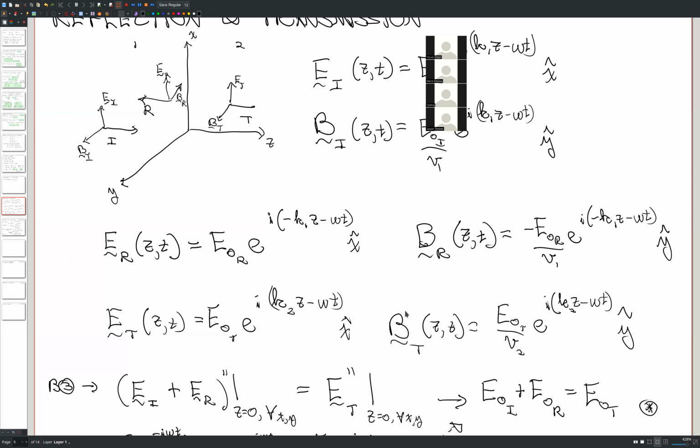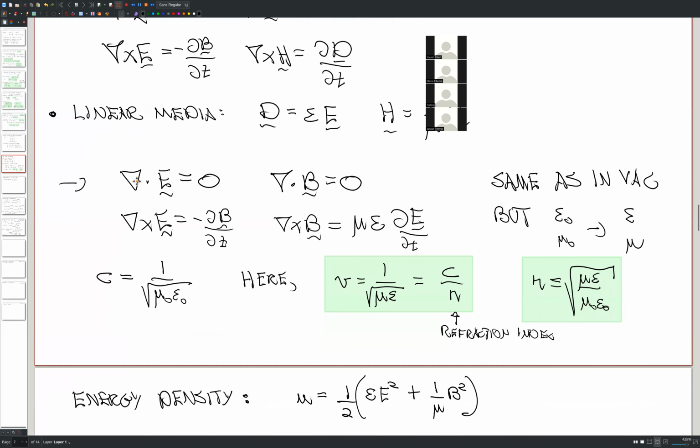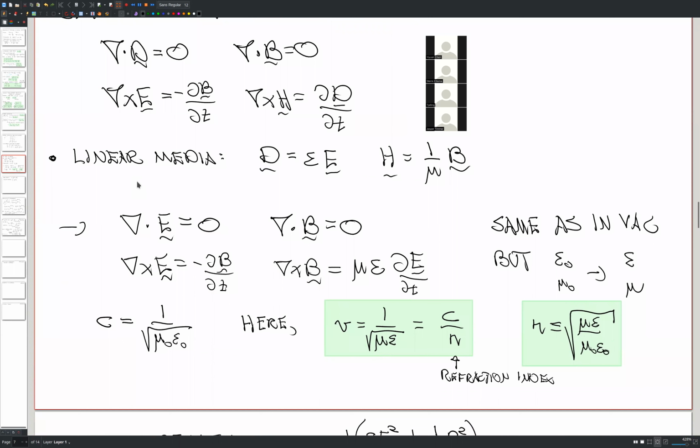Once you know the frequency, the K vector and omega are related to each other, right? So omega has to be C times the norm of K, or V times K, where V is the velocity of light in that particular medium. That has to be the case because of the wave equation that we had written down. We did it last time.